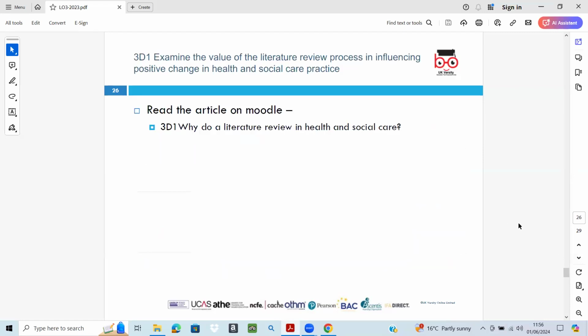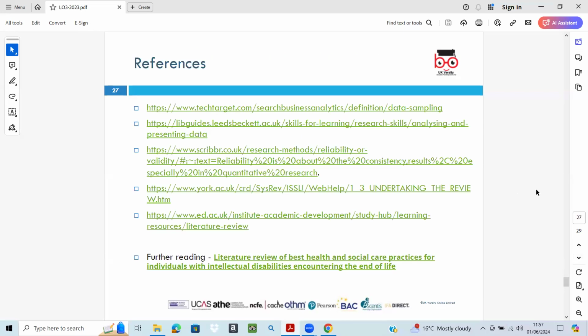In this slide, students, you need to read the article on the Moodle, which is titled why do a literature review in health and social care. So when you log into the Moodle, you need to go through the article. Make sure you all read that article. Now this is the end, so this is the reference slide.